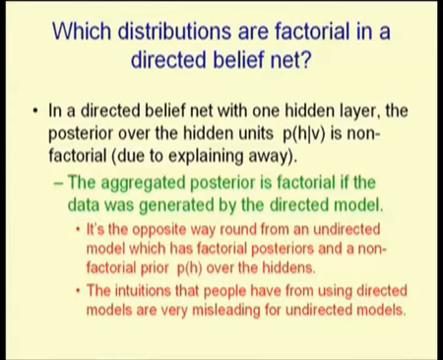In an undirected model, it's all the other way around. The posterior is factorial and the prior is not. And most people who do graphical models are very used to directed nets, and they're very unused to thinking about these factorial posteriors and non-factorial priors. But that's what we need for doing this deep learning efficiently.